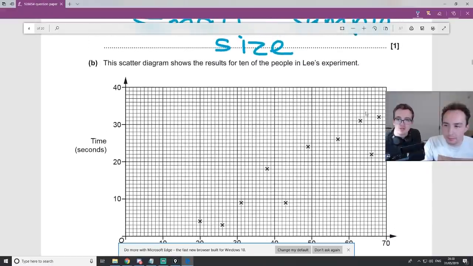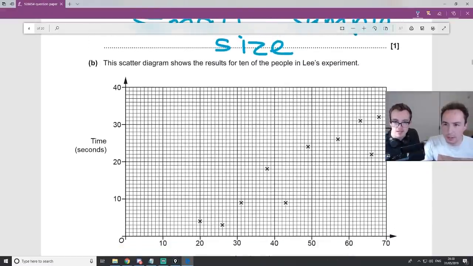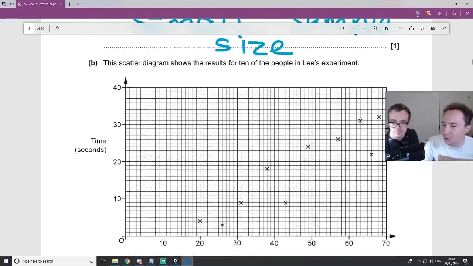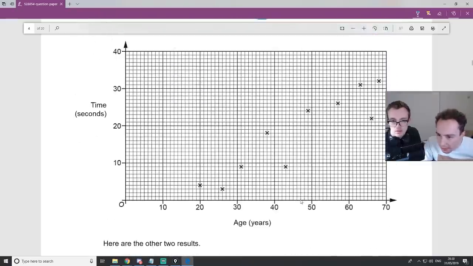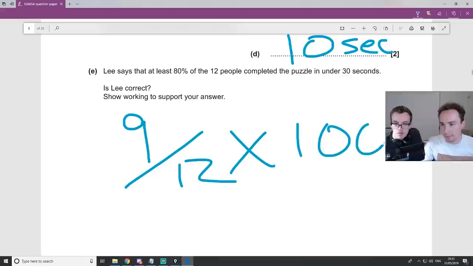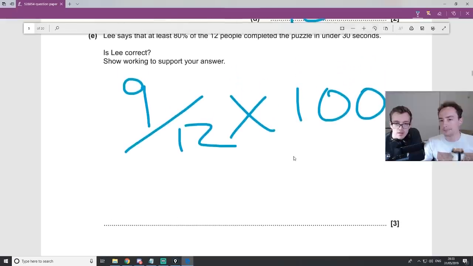The scatter diagram shows the results for 10 of the people in Lee's experiment. Why not 12? Don't know. Is she hiding the other two? Maybe. 47. 21. Erase that. It's kind of off, but you know what I mean. They would give you marks for that. What's the other one? I think that comes out to about 75.